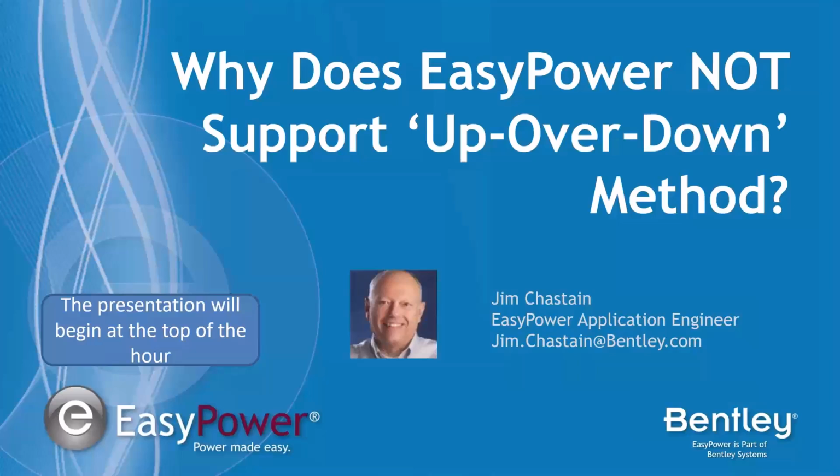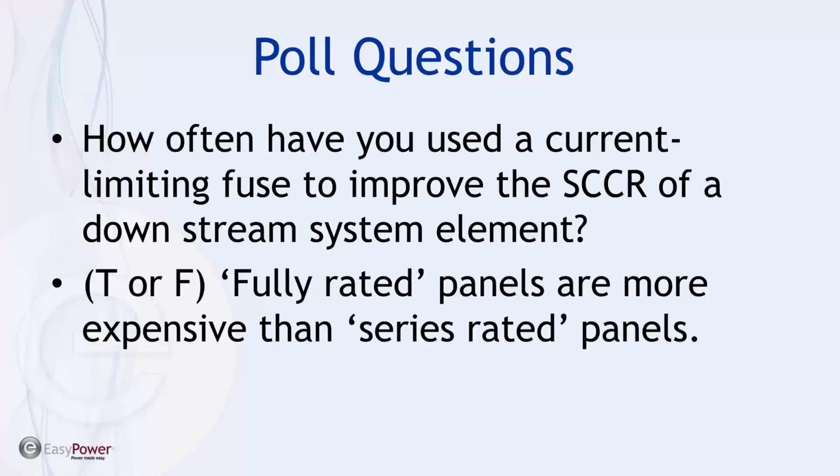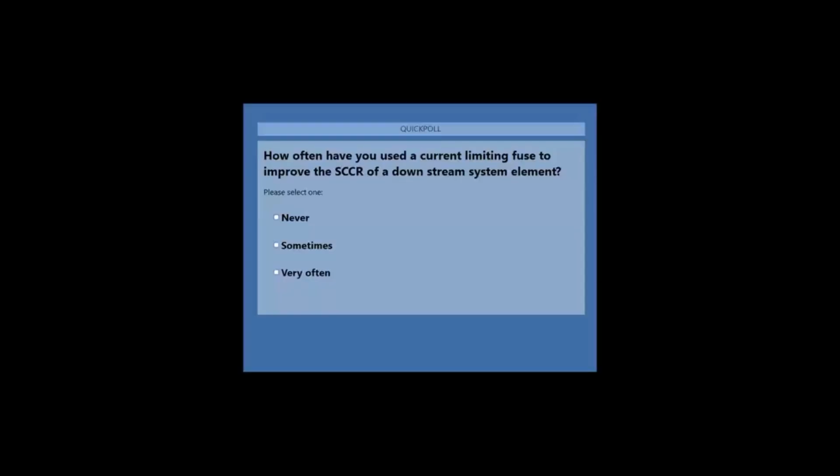And as we are in the mode of starting each session with poll questions, I'd like to invite you to participate in the following poll question. First is, how often have you used a current limiting fuse to improve the SCCR of a downstream system element? Again, there's no liability or downside. It's strictly trying to get some feedback from the audience as far as their take on the topic.